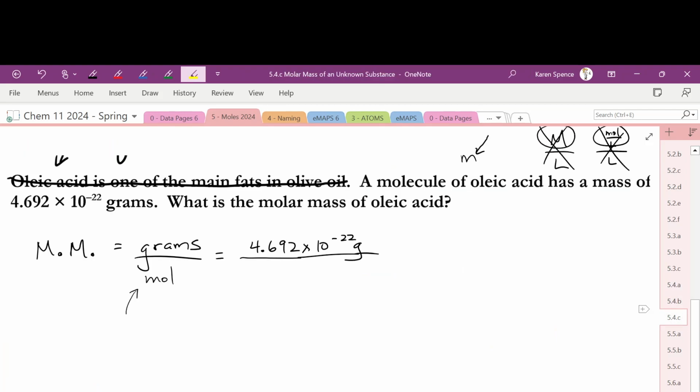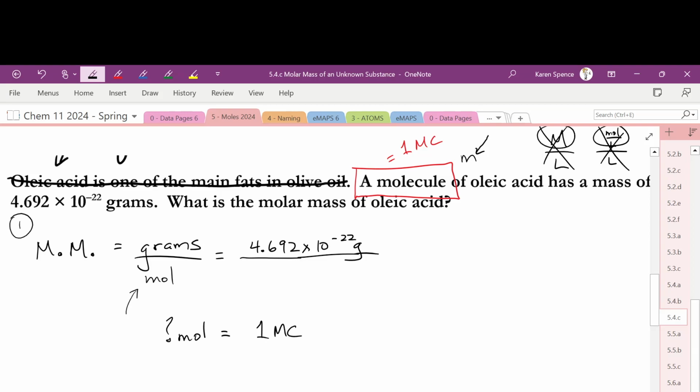There we are. Does it tell us a number of molecules? Yes. A molecule is one molecule. So there are two ways of solving this problem. You can say, I don't know how many moles I have, but I know I have one molecule. I can cancel molecules and find moles.